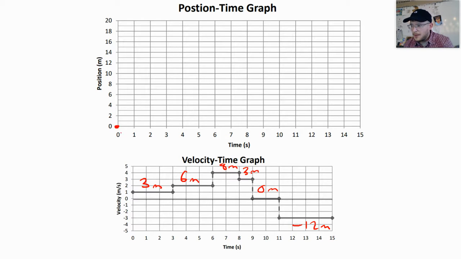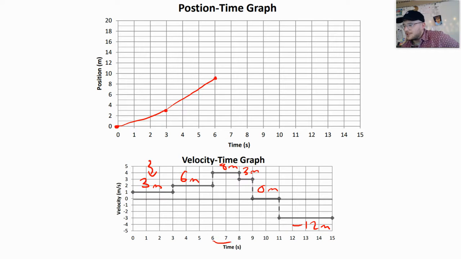We start at 0. After 3 seconds, how far did I go? Well, we found our displacement for that 3 seconds to be 3 meters. So I'm going to go over to 3, and I'm going to go up 3 meters, and plot a point. Boom. Over the next 3 seconds, I went another 6 meters. So I'm going to go up 6, 1, 2, 3, 4, 5, 6, and over 3. Boom. Connect those lines.